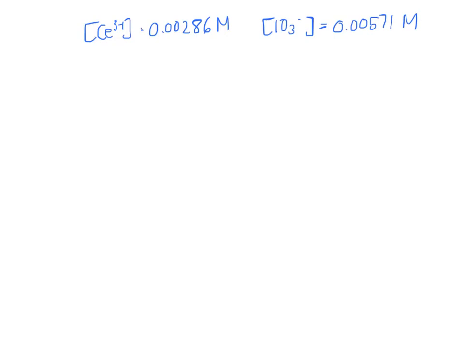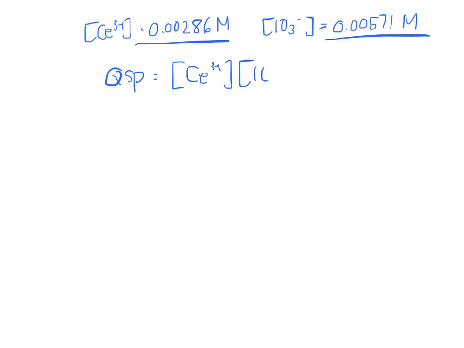Okay, so I just rewrote my molarities of my cerium and of my iodate. So QSP equals, and we wrote this up before, the concentration of the cerium times the concentration of the iodate, and that was cubed because there's 3 iodates to the cerium. So let's just plug in our numbers to solve for QSP.